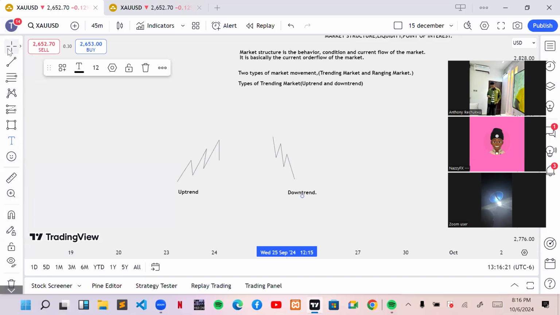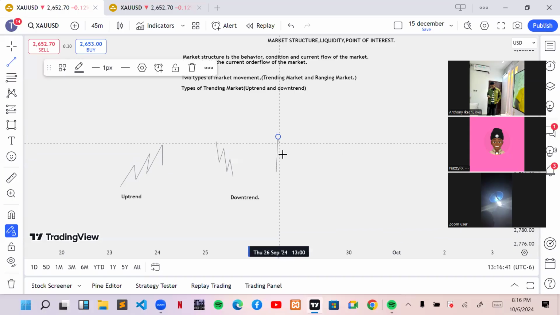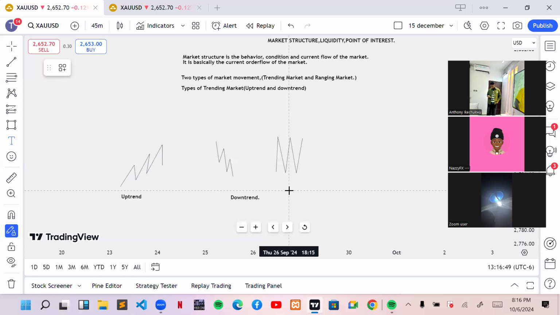Then we have the ranging market, which isn't really trending anywhere. It's just moving from one particular point to another. If you move from point A to point B, you move back from point B to point A, and from point A back to point B. A range means being stagnant, just staying in the same fixed area, moving from here to here and back again. This is what it means for the market to be in a range. It's more of a consolidation.